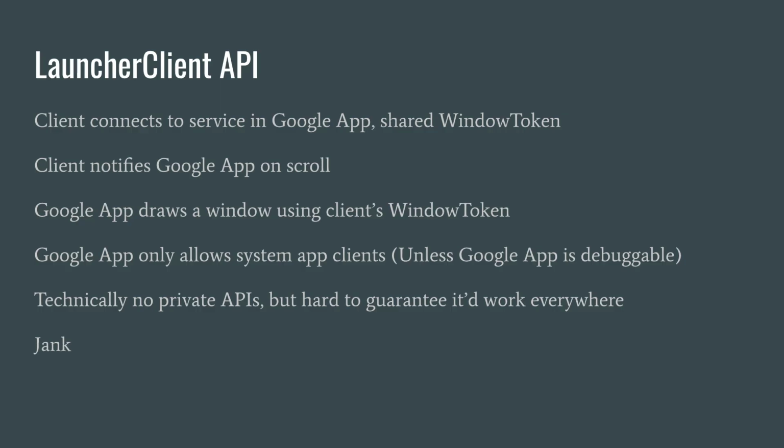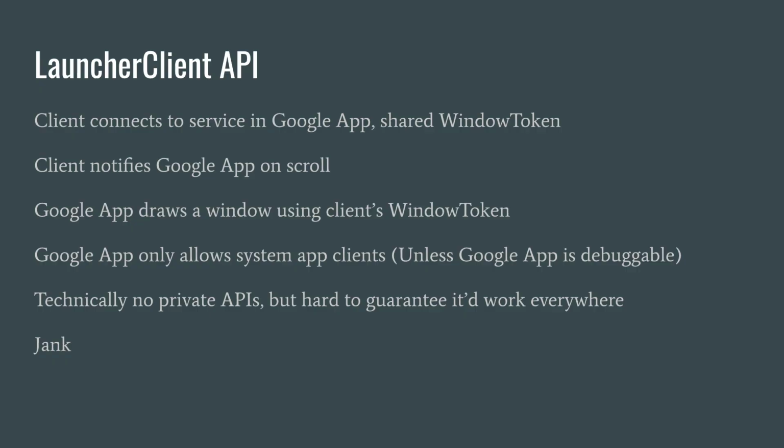Then Google had the Launcher Client API. This was a way that the Google app could be connected to from another launcher and let the launcher have the Google Now page. This is a really unique way of doing it. It's not technically using any private APIs, but it's kind of making a lot of assumptions.